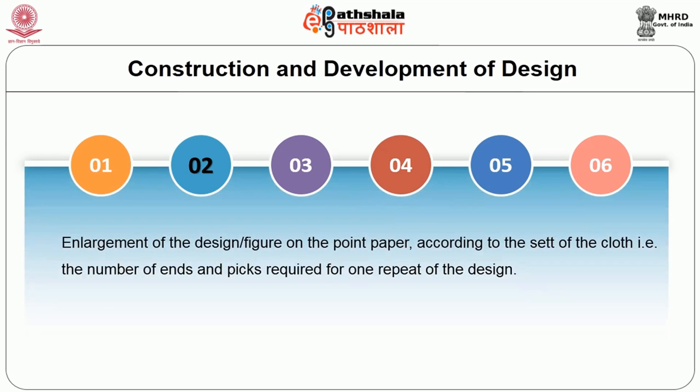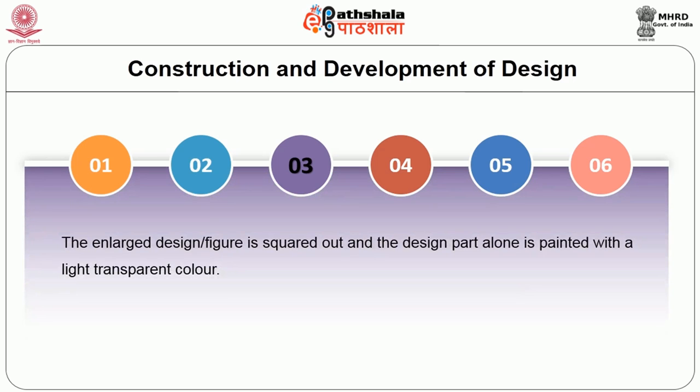Second stage is enlargement of the design or figure on the point paper. Now the selected motif or design has to be transferred from the photograph or from a fabric onto the point paper. While transferring, you have to take the ends and picks set of the fabric. So obviously the small photograph would have to be enlarged on a larger graph paper, according to the set of the cloth, that is the number of ends and picks required for one repeat of the design. Okay.